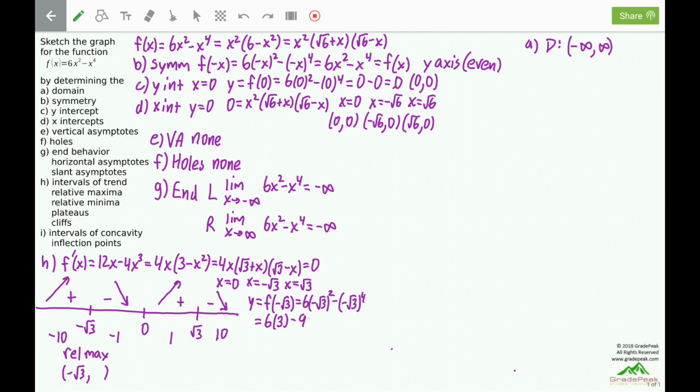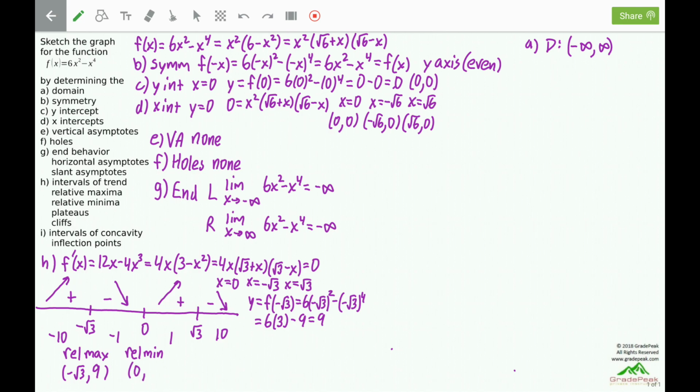6 times 3 is 18, minus 9 equals 9. We have a corresponding y-coordinate of 9. Right at the critical number x equals 0, we have a trend change from decreasing to increasing. So x equals 0 will be a relative minimum.